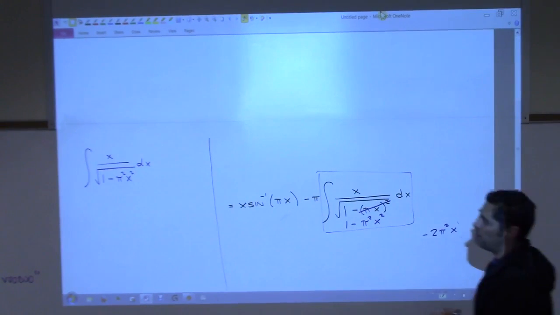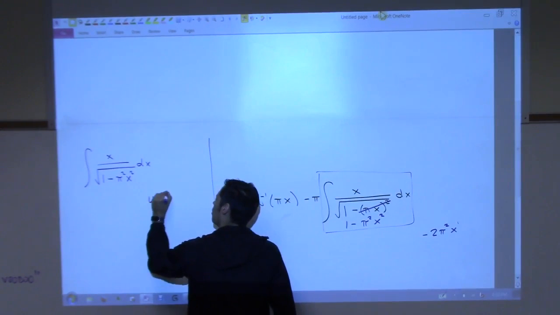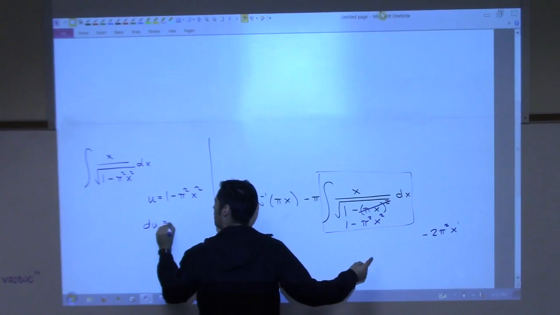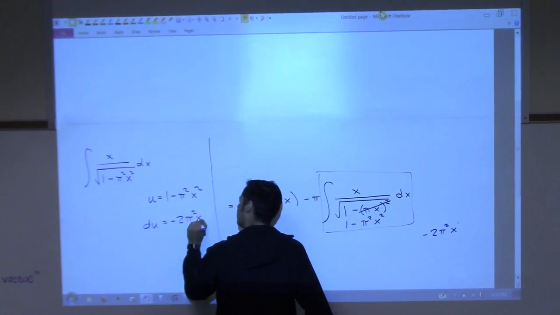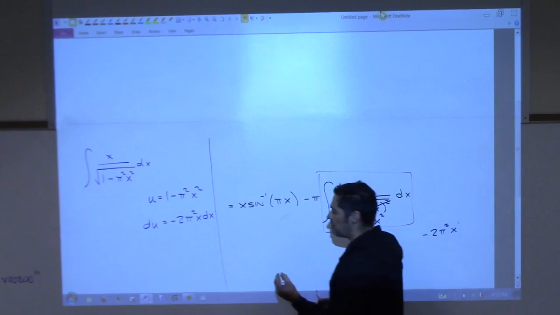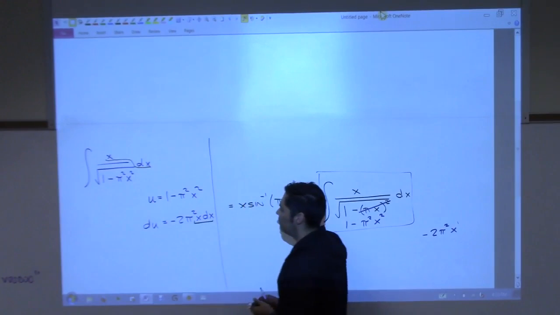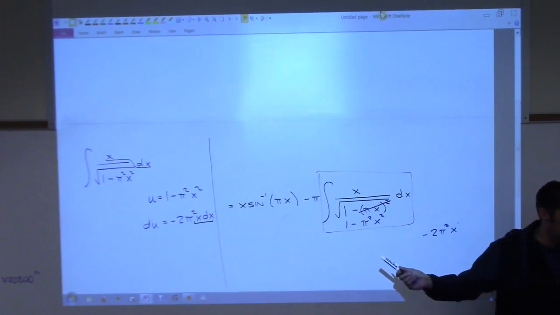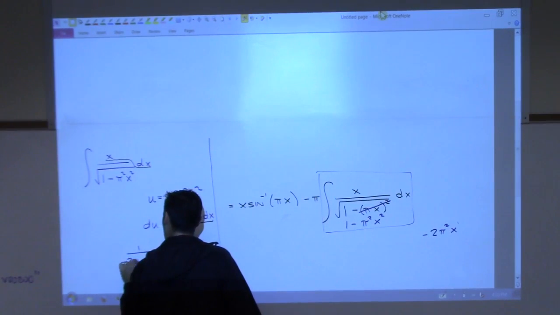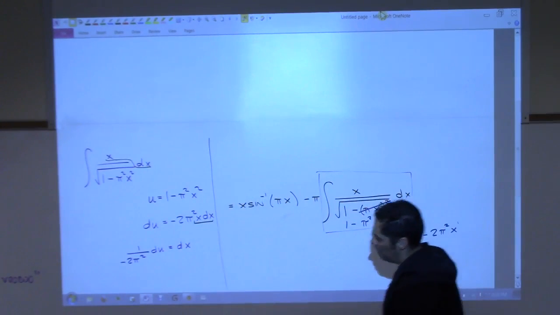All right, so u here is going to be 1 minus. Let's grab the whole thing. Basic u substitution. Derivative of this, we just said, was negative 2 pi squared x dx. Just like we did last class and for homework, we isolate, right? We're going to isolate this x dx. So I need to divide both sides by negative 2 pi squared, so it'll look something like this. X dx, sorry.